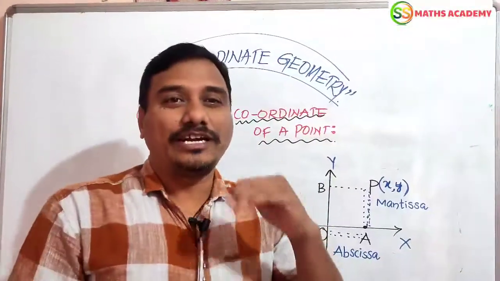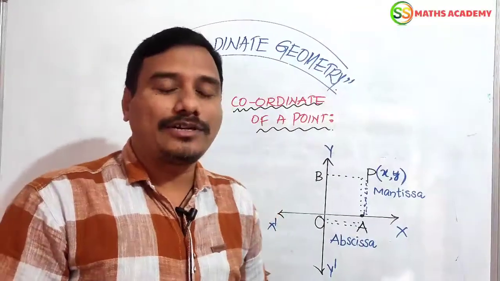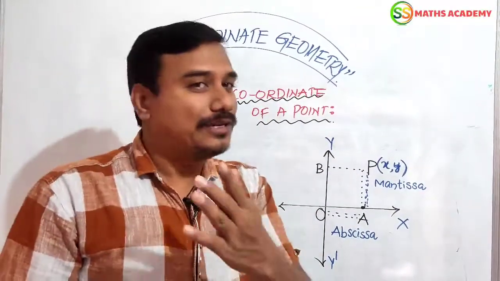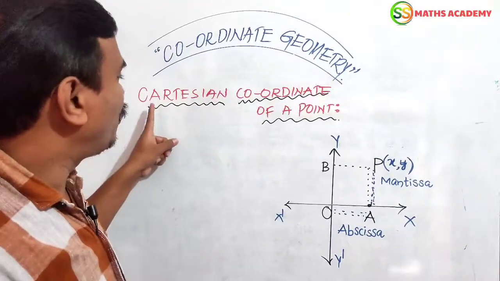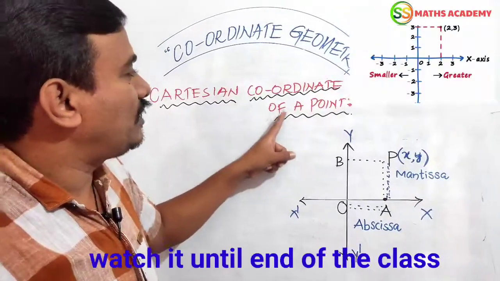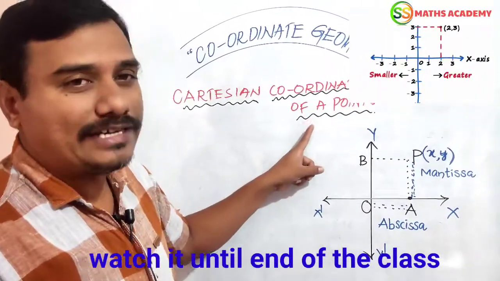Today I am going to continue with coordinate geometry. Second learning outcomes I am going to discuss with you. Let us see. Now in our coordinate geometry, we are going to discuss the Cartesian coordinates of a point.